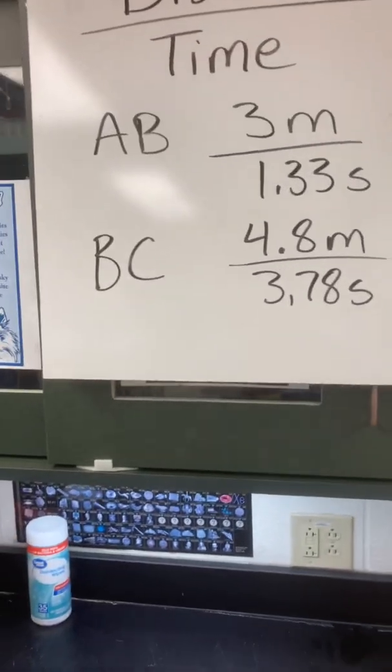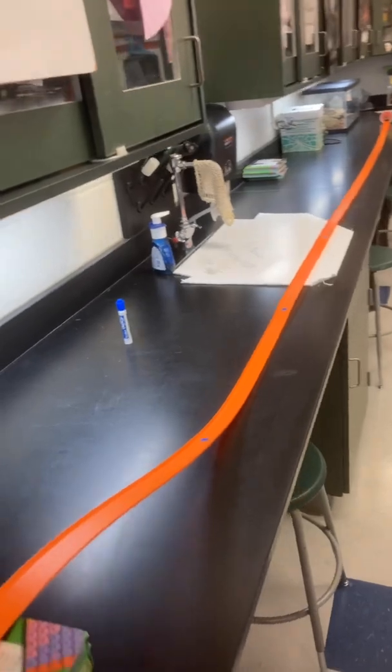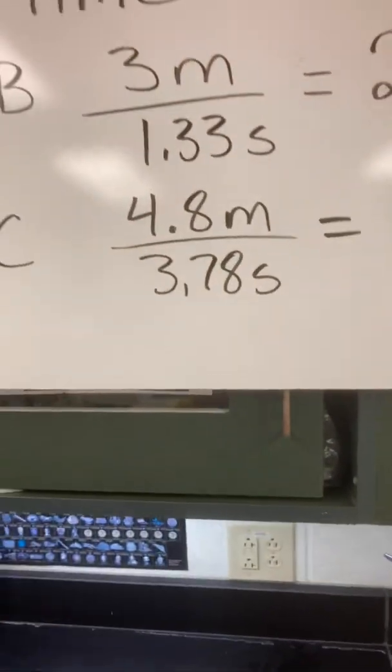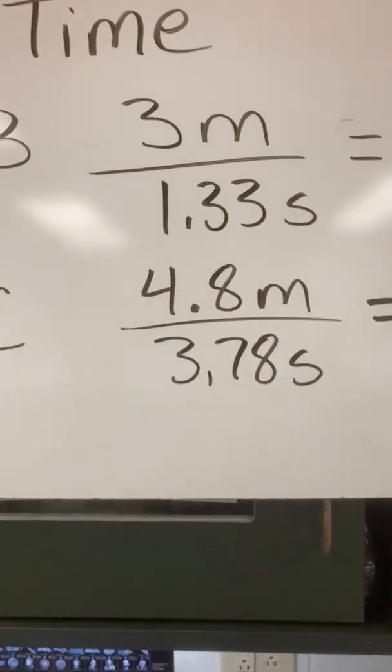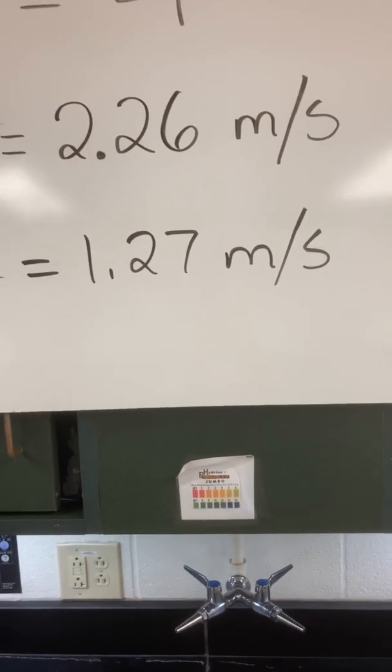Whereas segment BC was from the top of this hill all the way down to the cup at letter C, which is quite a bit greater distance, 4.8 meters, so it took a longer time, 3.78 seconds, giving us a speed of 1.27 meters per second.